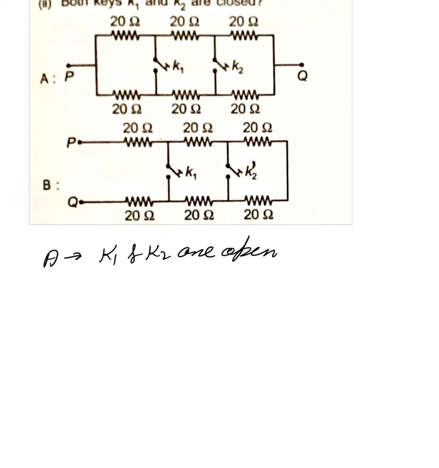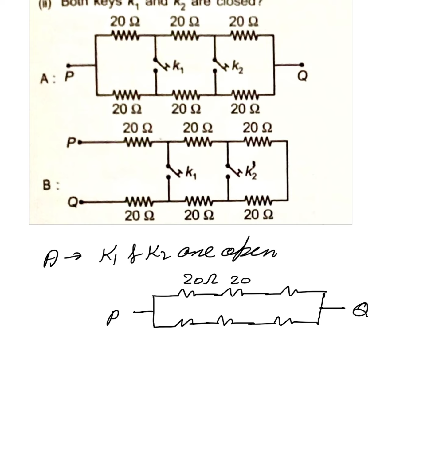If K1, K2 are open, then make the circuit: this is 20 ohm, this is also 20 ohm, this is also 20 ohm, and this is also 20 ohm, this is also 20 ohm, and this is also 20 ohm. Very simple. This is P and that is Q. That is 20 ohm, six times.